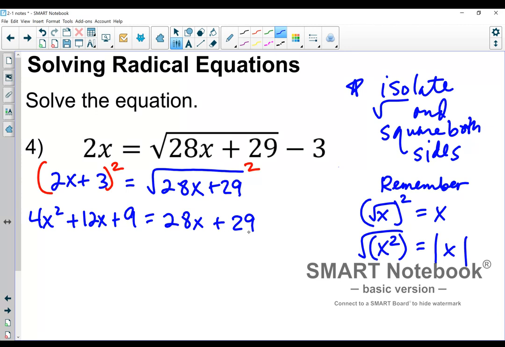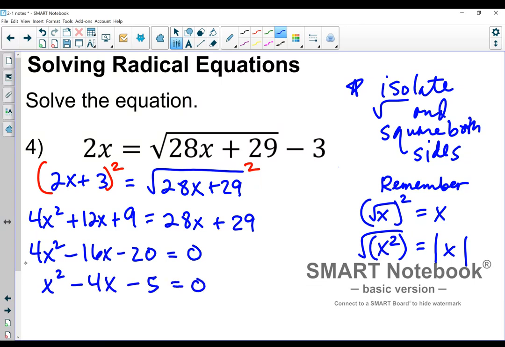So I only have 28x plus 29 here, no absolute value. So I need to get everything on one side, so I have to subtract 28x. So I have a 4x squared minus 16x, 9 minus 29 would be minus 20. I notice that all of them are divisible by 4, and that's just a constant, so I'm going to divide by 4, and I can just throw that away. So x squared minus 4x minus 5, and then I need to factor.